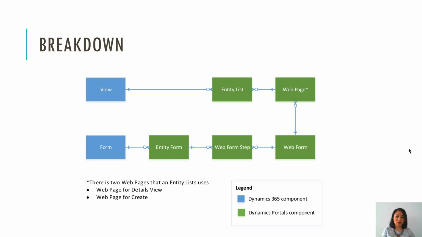So just a quick recap, I'm utilizing entity lists. Where the web page is referencing the entity list, it's looking at a Dynamics Portals web form, and within the web form, we've got web form steps that are calling Dynamics 365 entity forms.